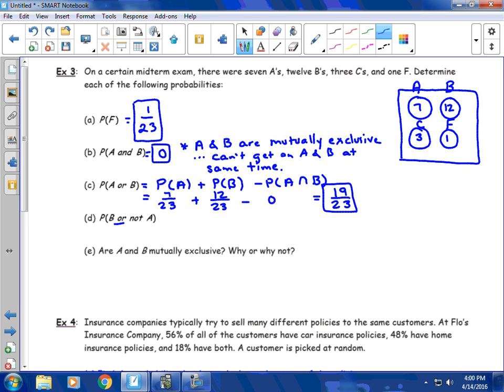Okay, here's another or. Probability of B or not A. That's like saying the probability of B plus the probability of not A, which I can write as A complement, minus the probability of A and, probability of B and A complement. This one's a little trickier. Probability of B isn't too bad. That's 12 out of 23. What about the probability that you didn't get an A, not an A? Let's see, either B, C, or F. So 12, 15, 16. So 16 out of 23.